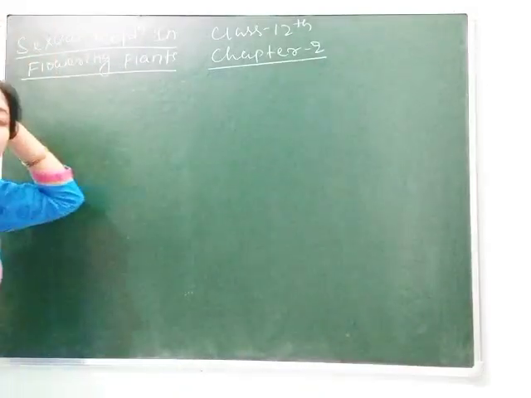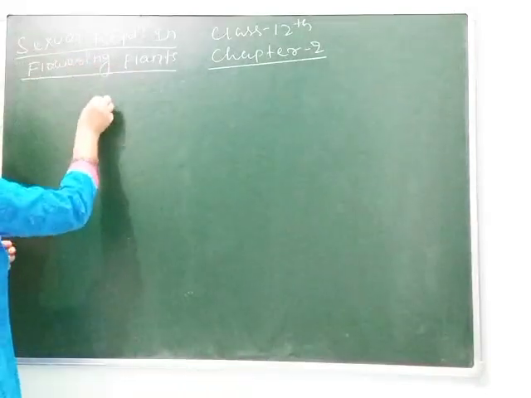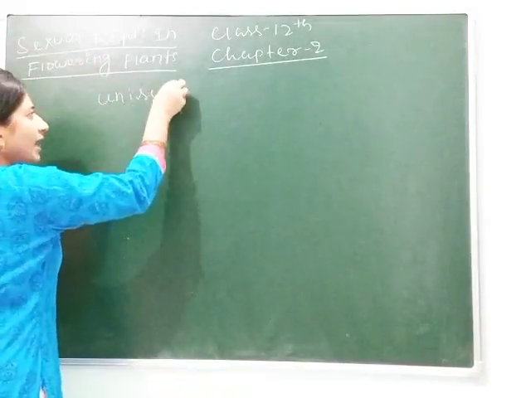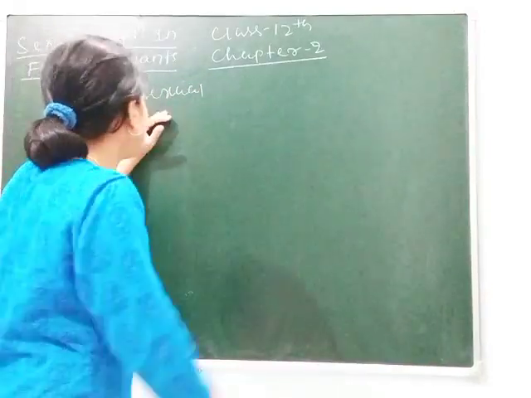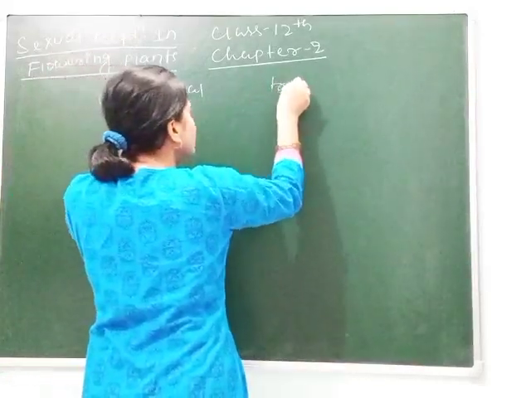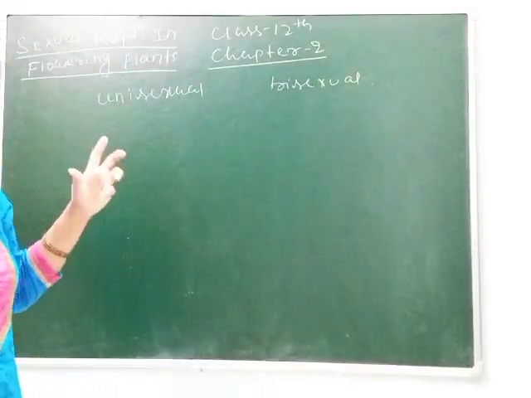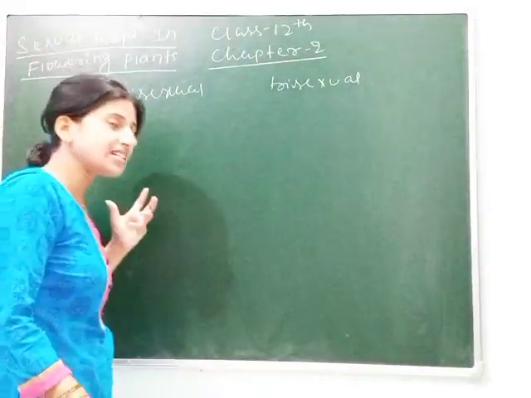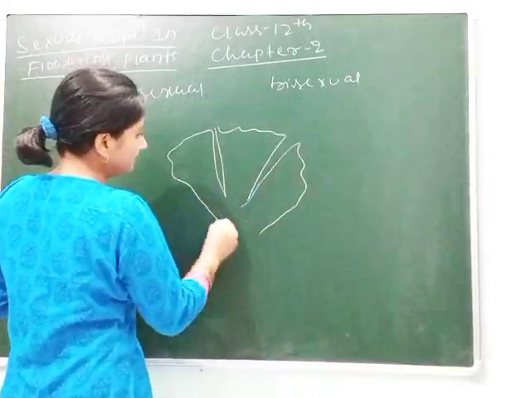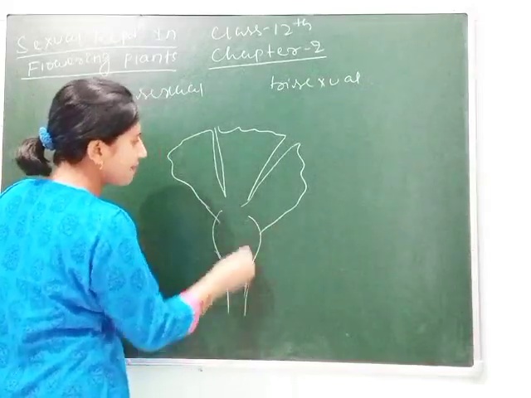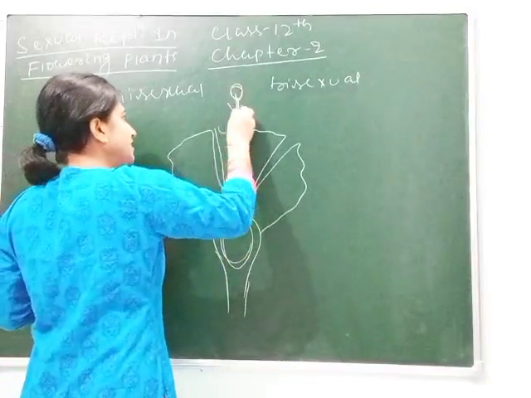As we know, according to the presence of sex organs, the flower is divided into two types. One is unisexual, and I will not discuss more about this as I have discussed it in chapter 1. One is unisexual and another is bisexual. So here let's see the bisexual flower and the organs it contains. You can see here the bisexual flower. This is a bisexual flower. You can see the diagram.